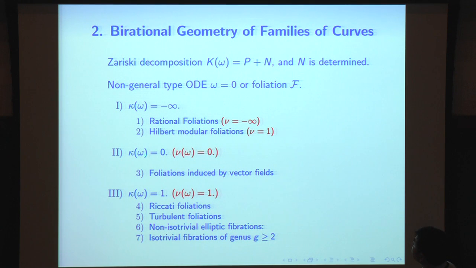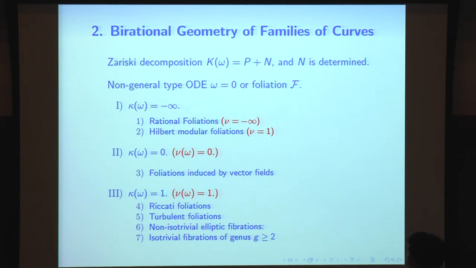Here, the Kodaira dimension is 0. Only one case: the foliation induced by a vector field. This means our omega is exactly a holomorphic one-form, not twisted. But this kind of foliation is a quotient of a foliation defined by a holomorphic one-form. So just to say, the foliation is induced by a vector field.